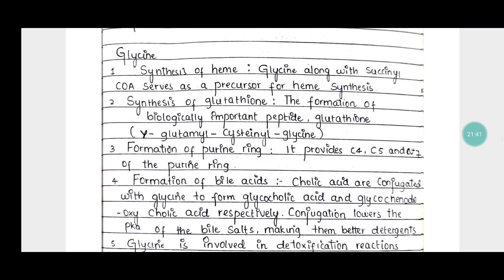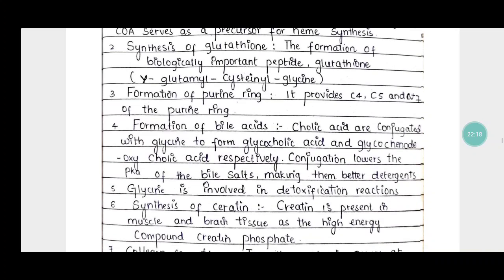So we'll see the glycine. Number 1, synthesis of heme. Conjugation of glycine, or the role of glycine in biotransformation. Glycine along with succinyl CoA, in the presence of the cofactor coenzyme A, serves as a precursor of heme synthesis. Synthesis of glutathione, the formation of the biologically important peptide glutathione, formation of purine ring, formation of bile acids.